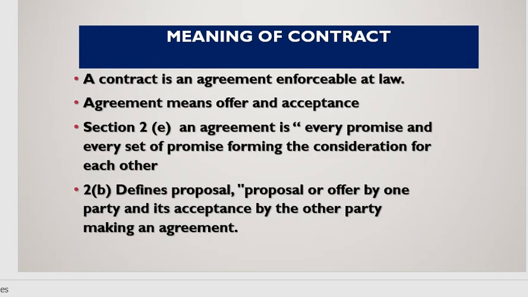So first of all, we will understand what is the meaning of contract. Contract is an agreement which is enforceable at law. The agreement which is legally enforceable, that is a contract. Agreement means one party makes an offer, the other party accepts it. Section 2(e) defines an agreement: every promise and every set of promises forming the consideration for each other. Section 2(b) defines the proposal or offer which is made by one party, and when the other party accepts it, it becomes a promise, or we could say it is the agreement.